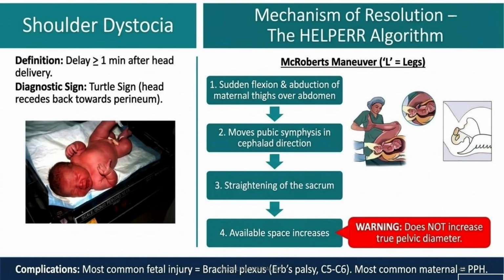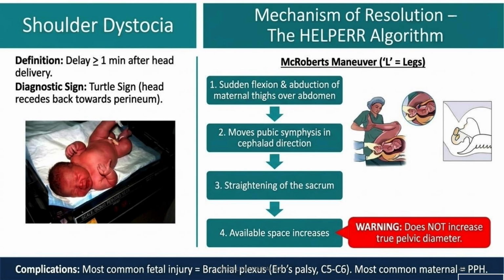Next is shoulder dystocia. That is a delay of more than 1 minute after the head delivery. That is what shoulder dystocia is. There is going to be stretching of the shoulders and the neck, right? So what is the one which you're going to get? Brachial plexus injury. Erb's palsy is going to be there.